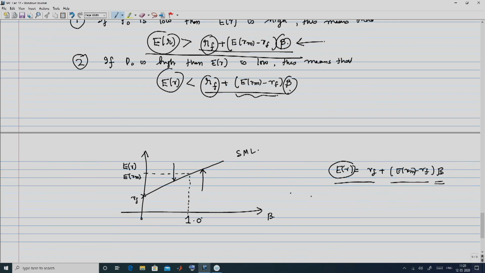So, these two statements that I have just now made, I am going to reconcile them and conclude the following: if you are above the SML, then this means that the security is underpriced, and if you are below the SML, then this means that what you have is an overpriced security.